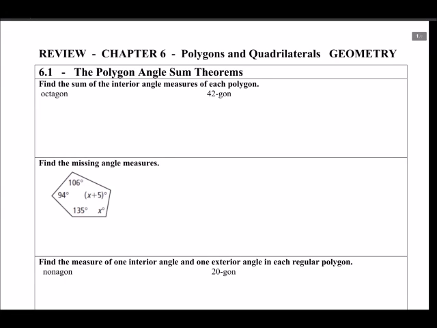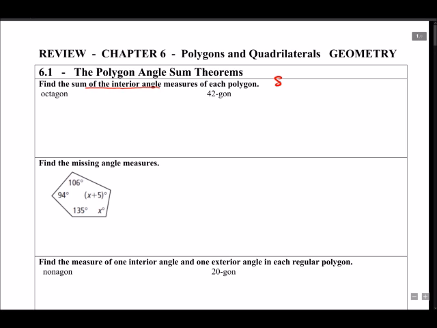This is review for chapter 6.1 through 6.3, the first half of chapter 6. And let's get started here. 6.1 was the polygon angle sum theorems. Let's see what our problem asks us to do. Find the sum of the interior angle measures for each polygon.